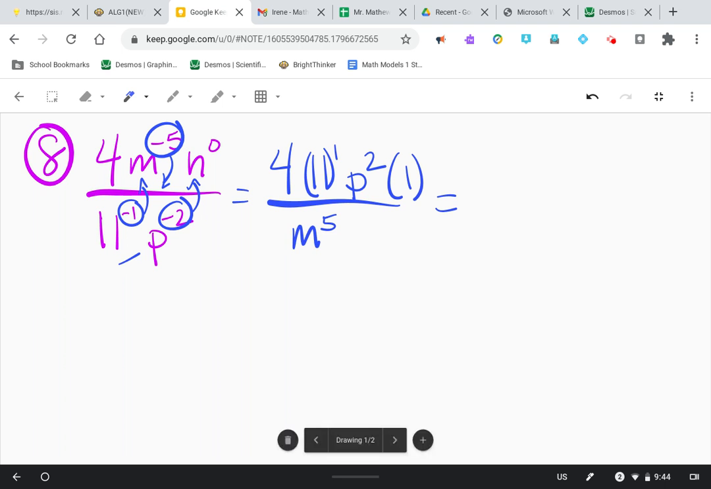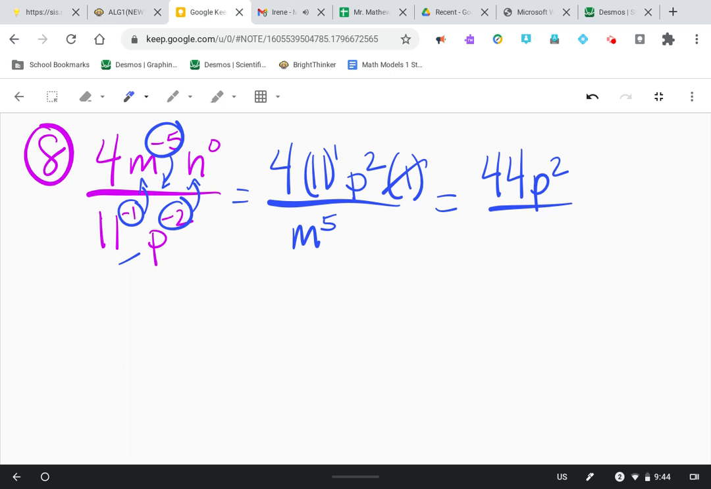So let's go through and work everything out. 4 times 11 to the 1st power. 11 to the 1st power is 11 because we know from our rules that anything to the 1st power is itself. 4 times 11 is 44. P to the 2nd. We don't need this 1. And then we get an m to the 5 in the denominator.